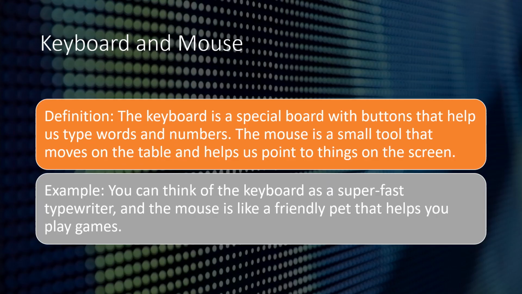Keyboard and mouse. Next, we have the keyboard and the mouse. The keyboard is like a special board with buttons that help us type words and numbers. It's our way of communicating with the computer through text. And then there's the mouse. It's like a friendly pet that moves on the table and helps us point to things on the screen. It makes the computer much easier to use and interact with.